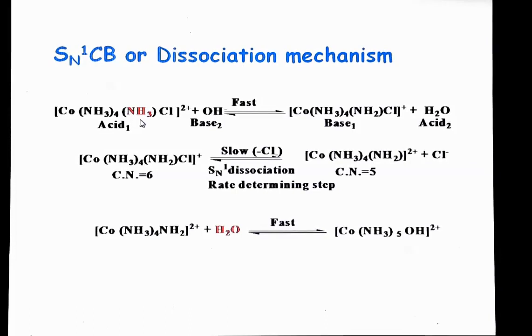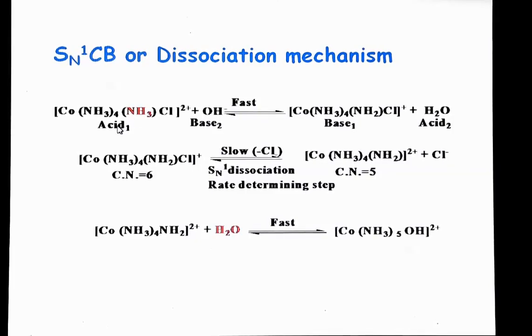Here I have written this NH3 separately just to explain the deprotonation. Here OH is taking one hydrogen from this amine. This is a deprotonable ligand. So OH is abstracting one hydrogen from NH3, and here you can see the amide complex is formed with H2O, and this is the fast step. The first step is a fast step.